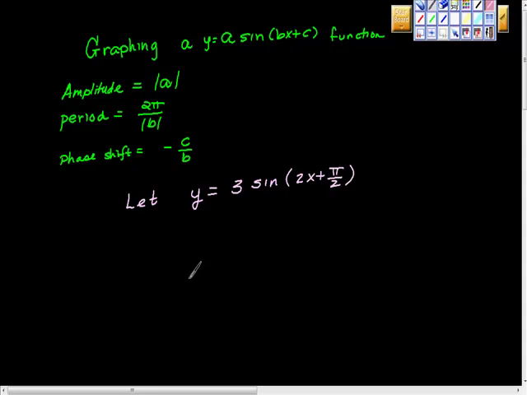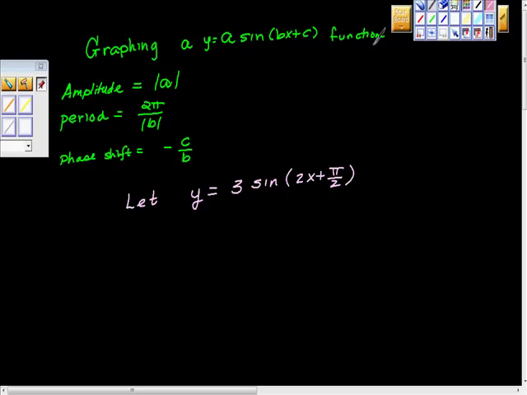Okay, so here's graphing a y equals a sine of bx plus c function. And if you're in college trig, then this makes perfect sense to you, and I'm hoping to make it even more clear. So this is what you'd be asked. So let's do these things one at a time. Let's take this function, y is equal to 3 sine of 2x plus pi halves, and see if we can answer these specific questions that we're given.